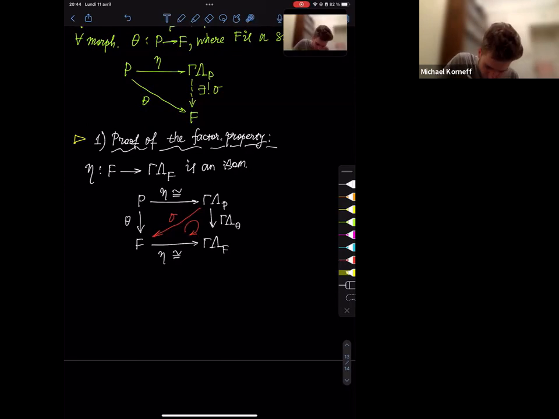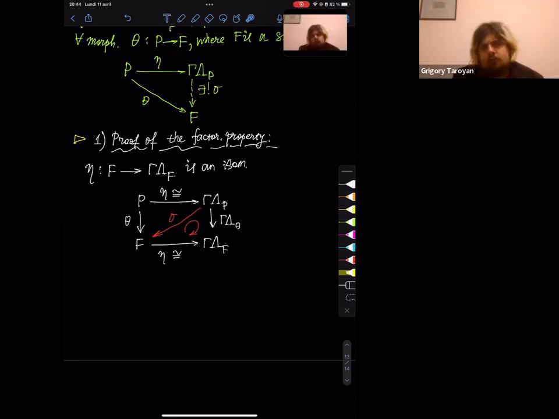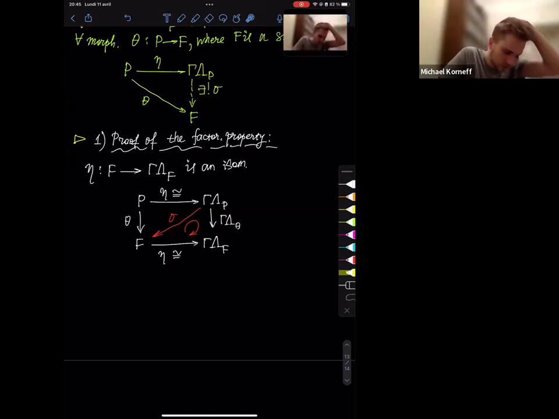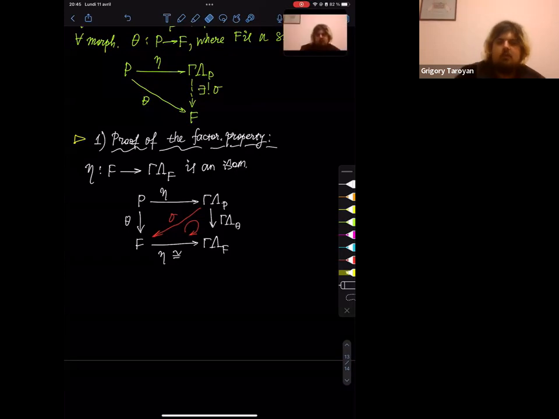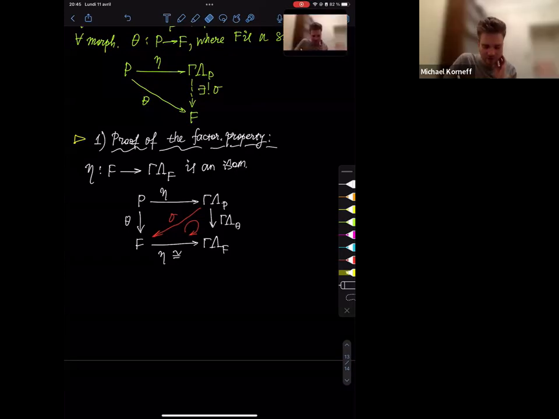It's easy to see how it can be constructed. Why is the map from P to gamma lambda P an isomorphism? P is just a presheaf. I mean, it's clear. Okay, thank you. Okay, yes, it is. It's just a transformation, just a map.